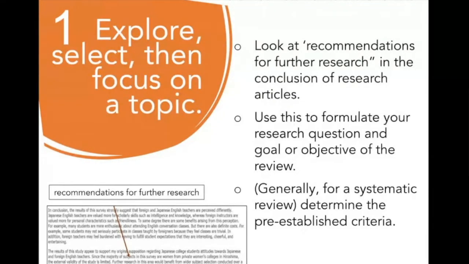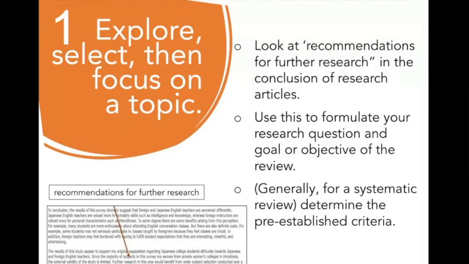How can you start a literature review? The first strategy: you need to explore, select, and focus on a topic. So usually look at the recommendation for further research at the back, after the conclusion. Usually they put recommendations for further research in the conclusion or research area. That could be your question because no one has studied it before. They didn't study it before, that's why they are suggesting it, right? So that could be one important point. You can generate your question from that.